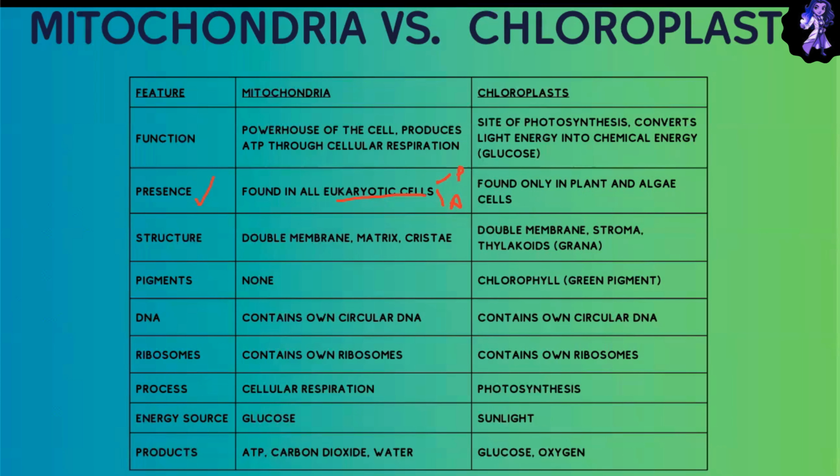You now know that eukaryotic cells are both animal and plant cells, and mitochondria exists in both plant and animal cells. So if you ever get a true-false question, you'll know that for certain. And chloroplasts are found only in plant and algae cells. So that's something to know about the presence. So let's go to functionality.